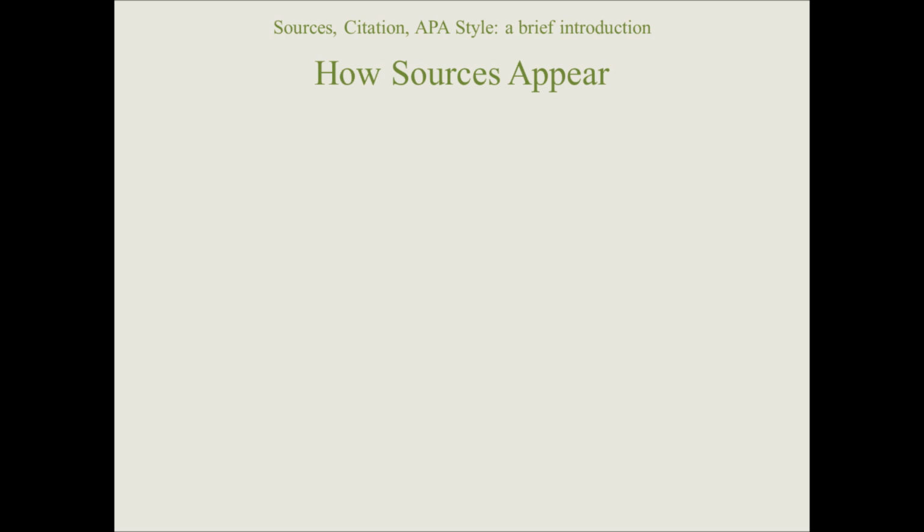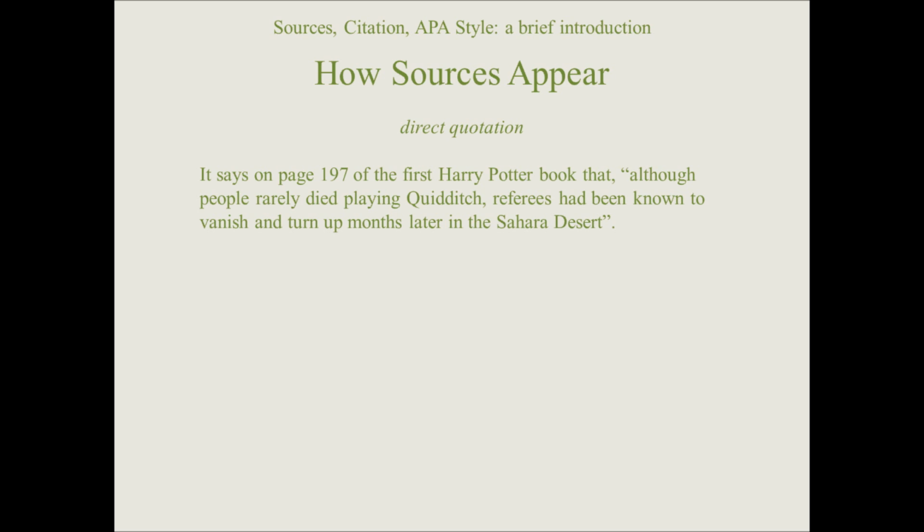Sources often show up in three ways. They can be directly quoted. This means the exact same words are reproduced. This is not copy-pasting or cheating, because you have put those exact same words in quotation marks. The reader understands that they are not your own words.